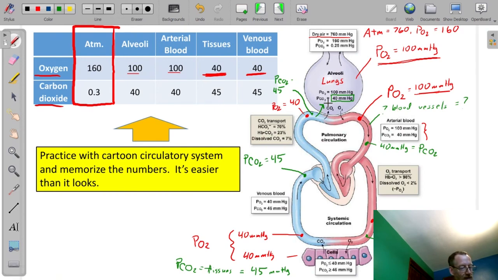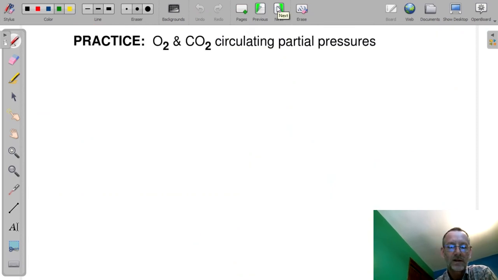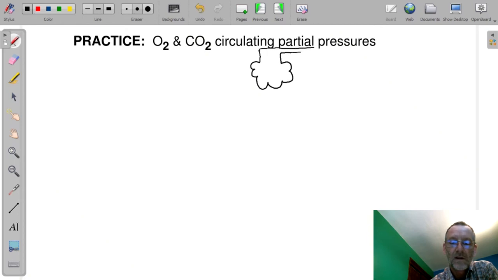So what I would do is practice a stick drawing, which is the next slide. So practice doing what we just did and keep it simple. Keeping it simple might look something like this. Oops, I need a little bit of room to draw. And this would be the atmosphere. And you know that that's 760.